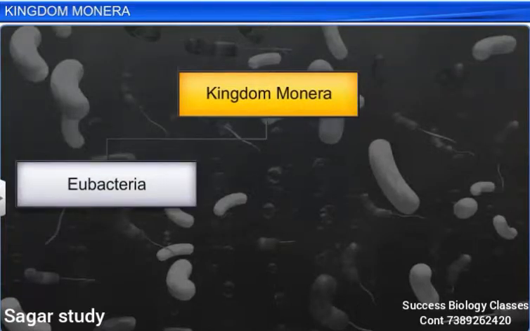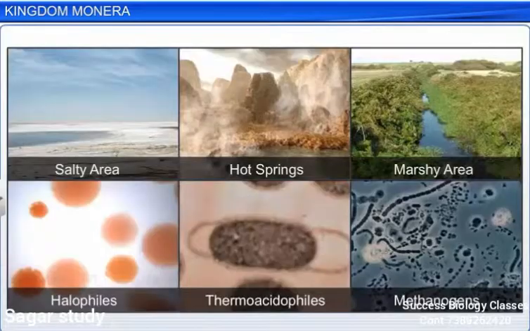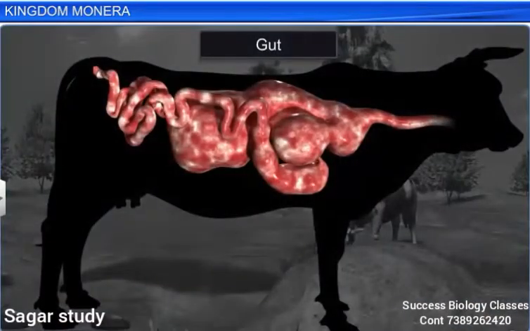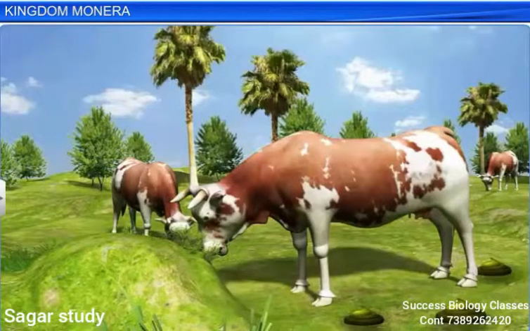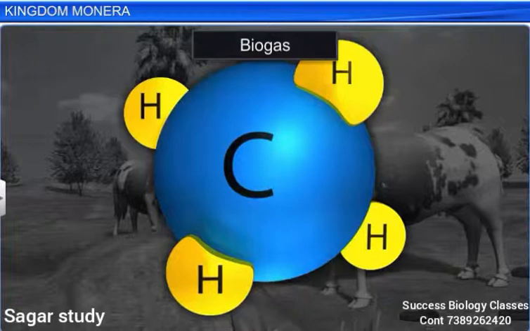Apart from eubacteria, there are special bacteria called archaebacteria that live in extreme conditions. For example, halophiles live in extreme salty areas. Thermoacidophiles live in hot springs, while methanogens live in marshy areas. Methanogens are also present in the gut of ruminant animals such as cows and buffaloes. These bacteria are responsible for the production of methane, also referred to as biogas, from the dung of these cattle.